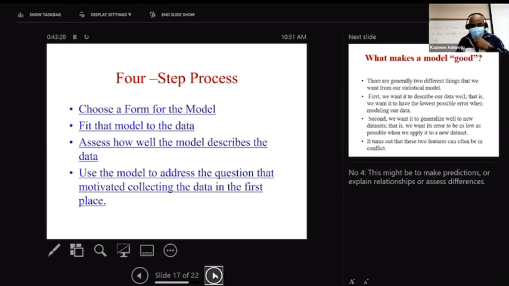Now, after that, if the model is good, because we have a criteria to investigate that, then the last thing is we use the model to address the question that motivated collecting the data in the first place. There was a reason why you collected the data: you want to answer a question. You can only use the model if and only if it is valid. And we have tests in statistics for that, which we call diagnostic tests. So, we investigate a model to see whether it is really doing the job or not.